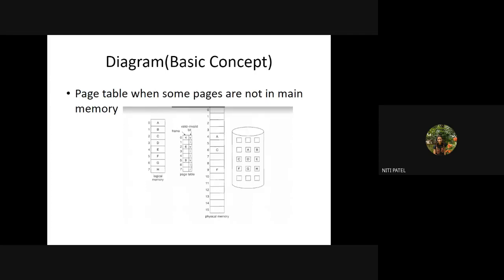So now which pages will you load? A, C and F are already there, so you have to load B, D, E, G and H. From where? From the secondary memory. Are they there in the secondary memory? Yes, they are there in the secondary memory. You have to load them from the secondary memory directly into the main memory.